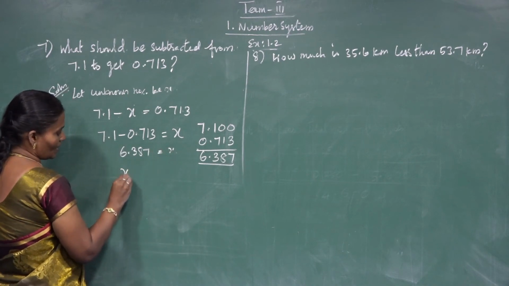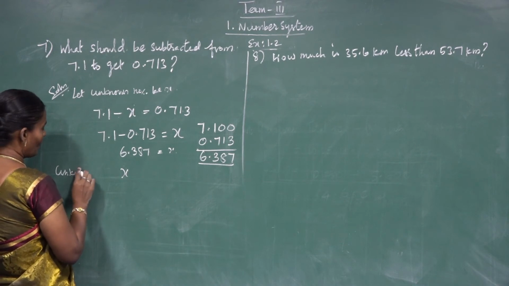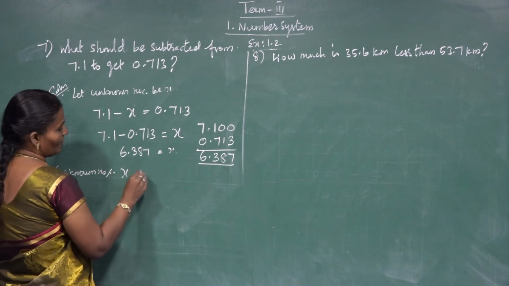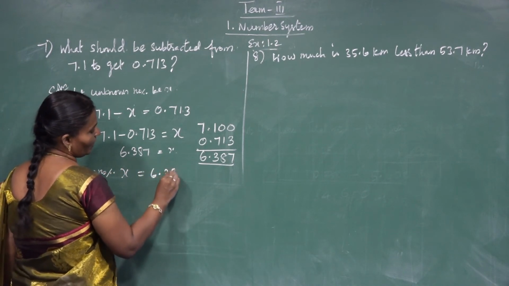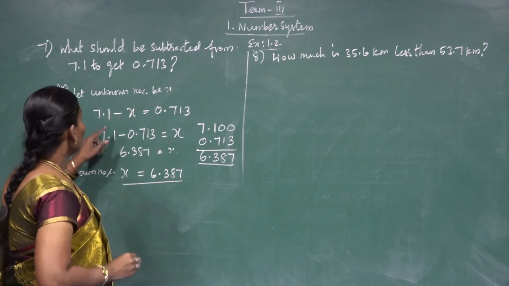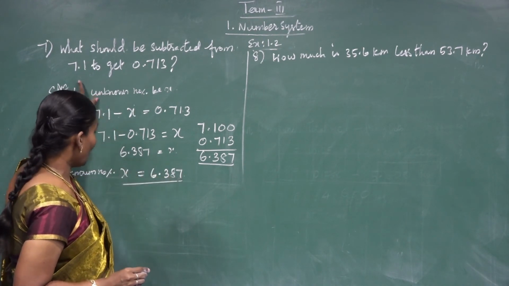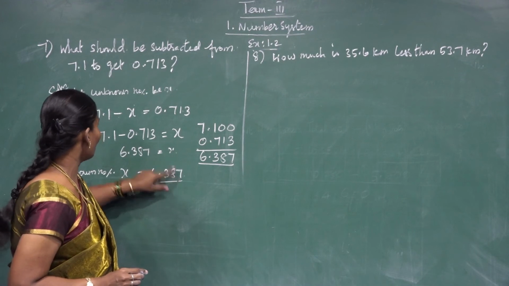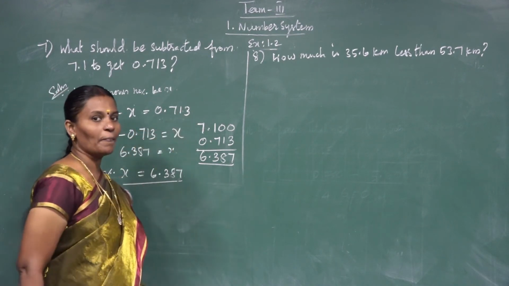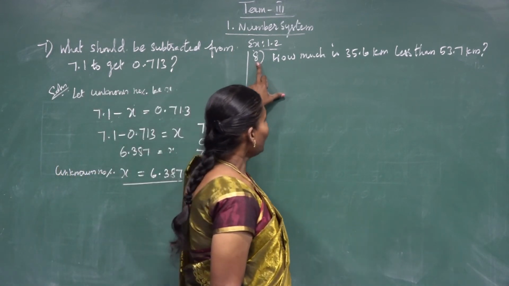That means x is equal to, what is that? Unknown number. X is equal to 6.387. Understand, children? So subtract 6.387 from 7.1 to get 0.713. Understand, children? Good. Now we see the 8th one.